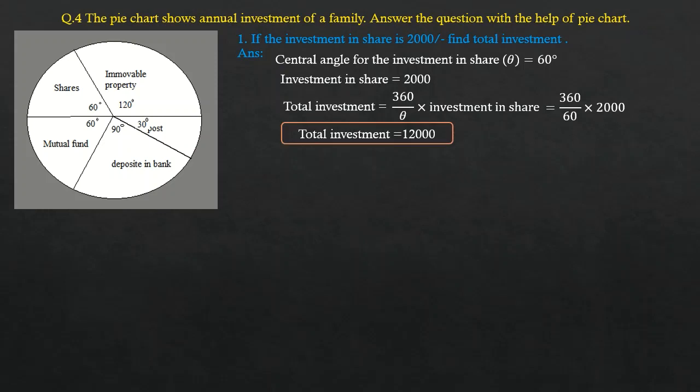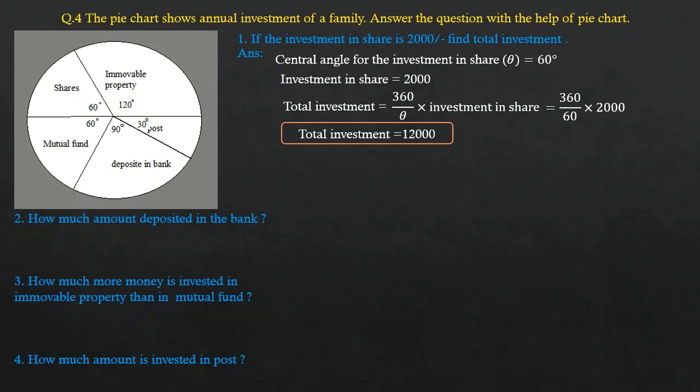So let's discuss what the next questions are. हम पहले ही पूरा question read करेंगे. Second question is: how much amount is deposited in bank, which is data for bank that we have to find out. Third: how much more money is invested in immovable property than in mutual fund. मतलब आपको immovable property का भी डेटा फाइंड करना है और mutual fund का भी, तभी आप compare कर पाएंगे कि किस में कितना ज़्यादा पैसा invest हुआ. और fourth question is to find out investment in post. सो मतलब आपको बाकी जो बचे हुए sectors हैं उनका data find करना है.